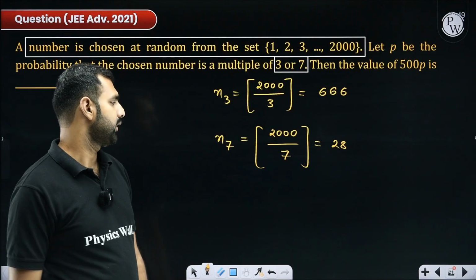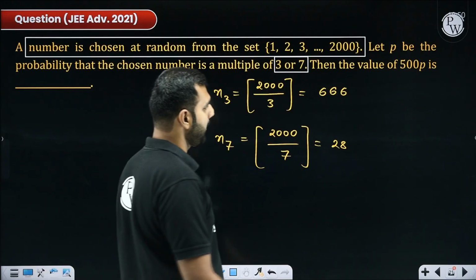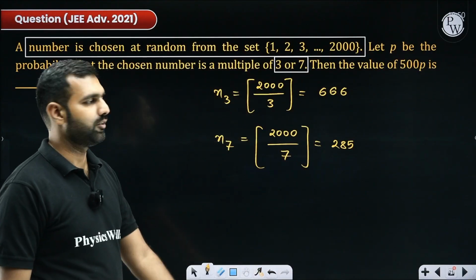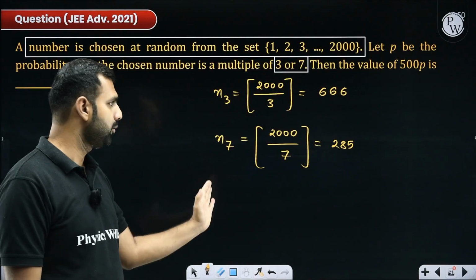So 40 means what? 7 into 6 is 42. 7 into 5 is 35. With that, 40 minus 35 is 5. So remainder is 5. But I'm left with 285 numbers. So 285 will be the numbers which will be divisible by 7.